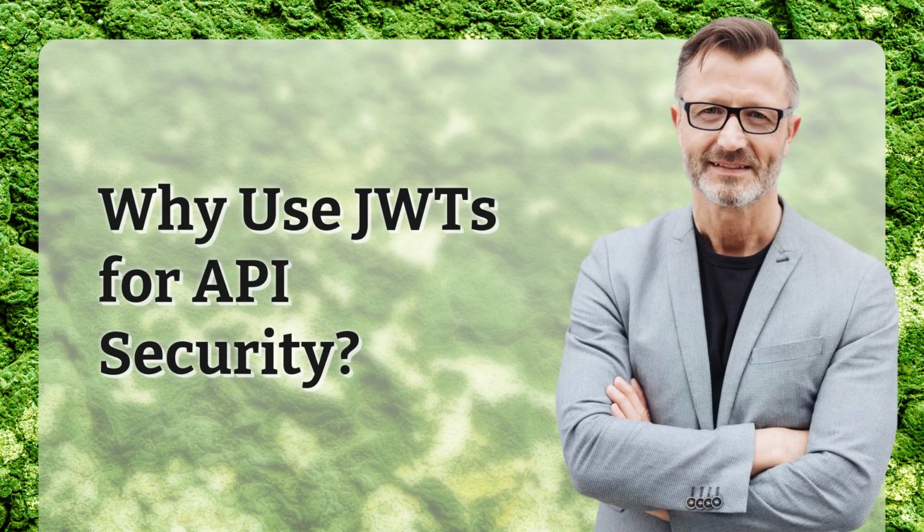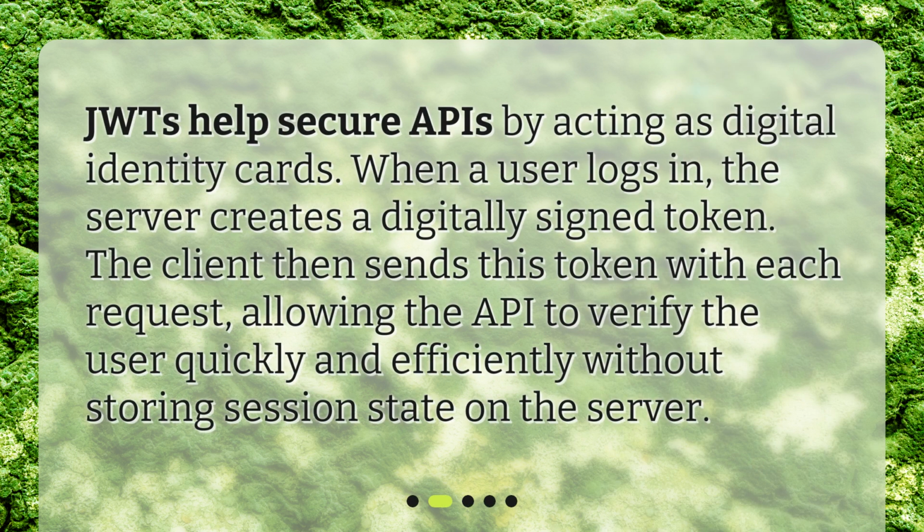Why use JWTs for API security? JWTs help secure APIs by acting as digital identity cards. When a user logs in, the server creates a digitally signed token. The client then sends this token with each request, allowing the API to verify the user quickly and efficiently without storing session state on the server.